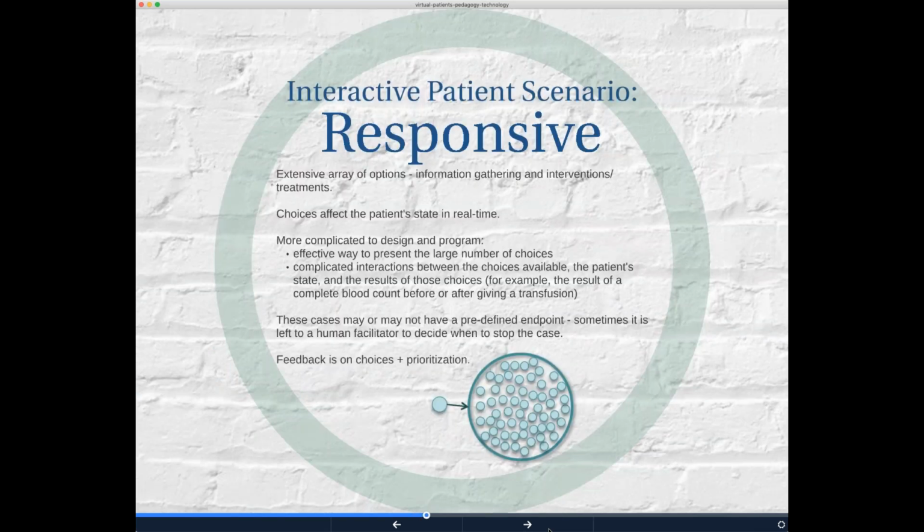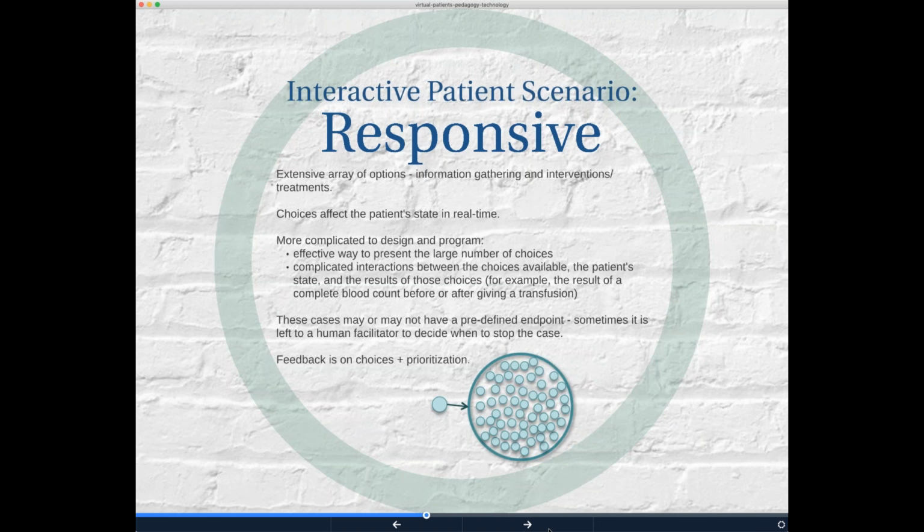Another type of interactive patient scenario, and 10 years ago when I was working with virtual patients, there were very few options for what I'm calling responsive virtual patients. There were maybe one or two platforms that existed. And now we've seen an explosion. There's 5 or 6 commercially available platforms and a couple of academic creations as well.